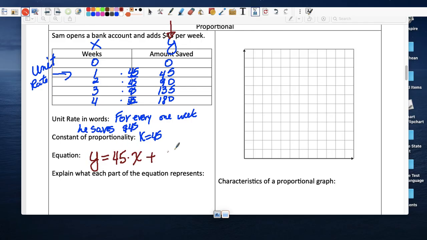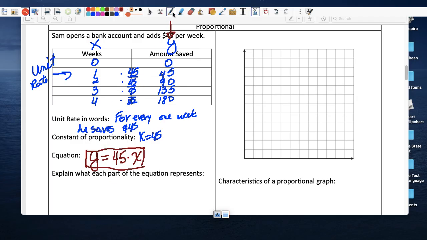Notice there's no plus something or minus something, right? It's just Y equals 45X. So this is the equation of a proportional relationship. This is a table, right? 0 comes with 0. Same constant of proportionality. Notice that for every week, I always multiply by 45.